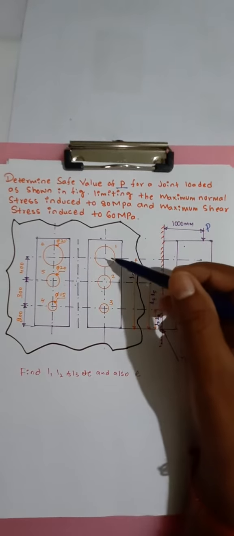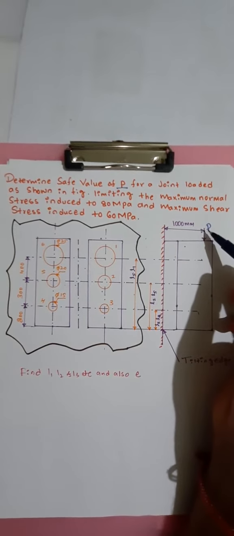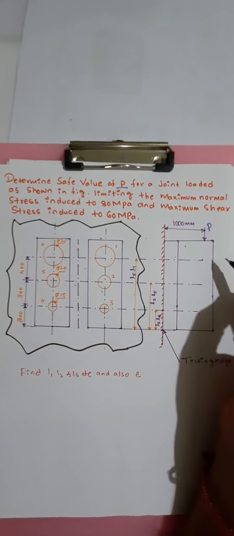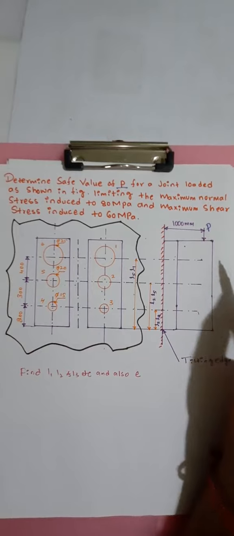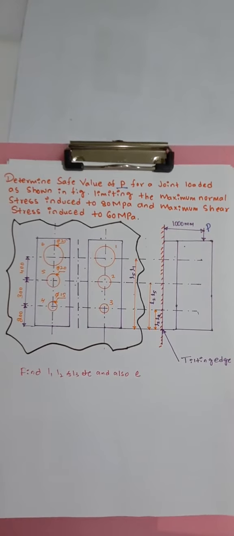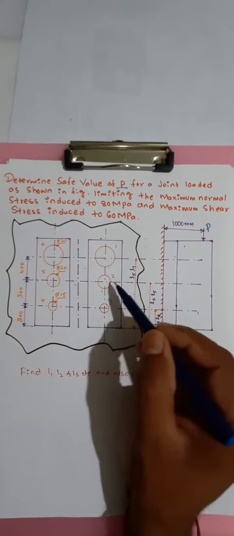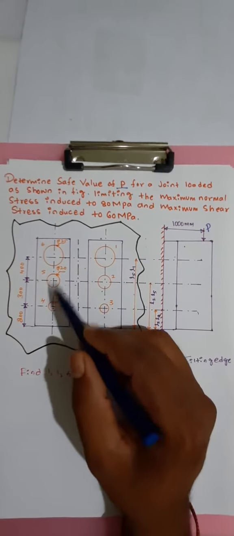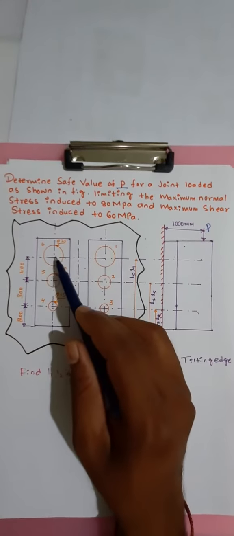Okay, the given joint is symmetric. Here also the loading is acting perpendicular to the axis of the rivets. So with respect to this tilting edge, we will find out the values of L1, L2, L3, L4, L5, L6. You can see here, this is rivet 1, rivet 2, rivet 3, rivet number 4, rivet number 5, rivet number 6. Both rivet number 1 and 6 are on the same axis.